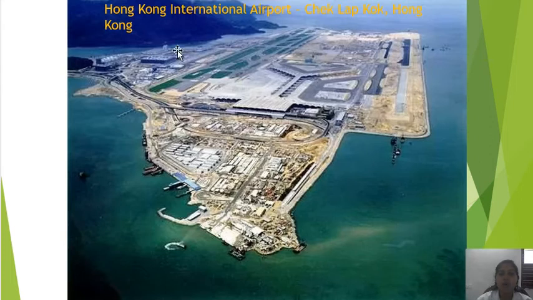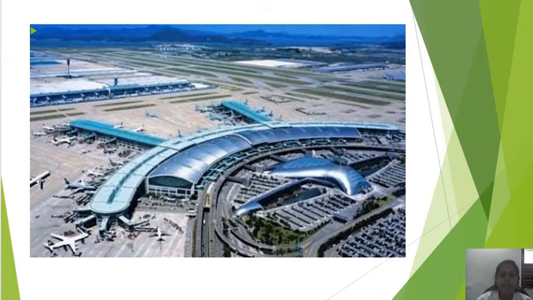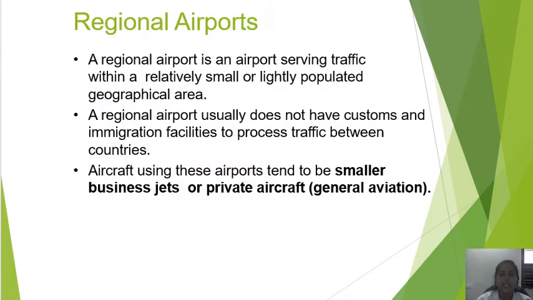This is an example of an international airport in Hong Kong. This is also an example of an international airport. Now, the regional airport. A regional airport serves the traffic within a small area or lightly populated geographical area. It usually does not have customs and immigration facilities to process traffic between countries.